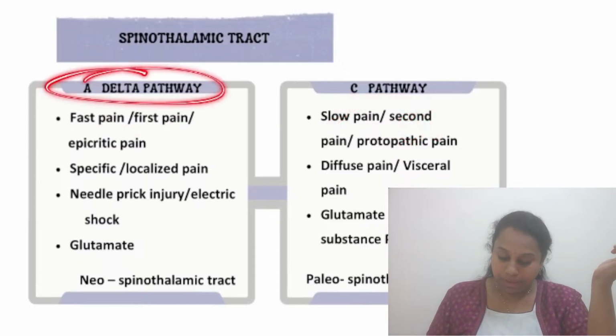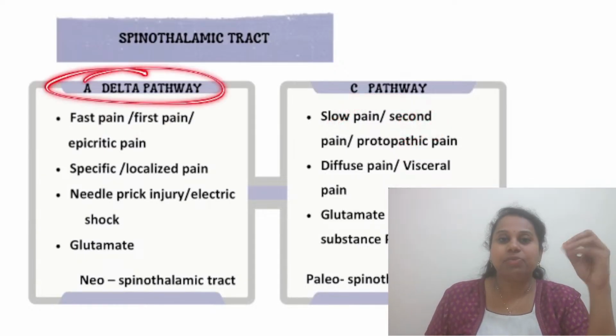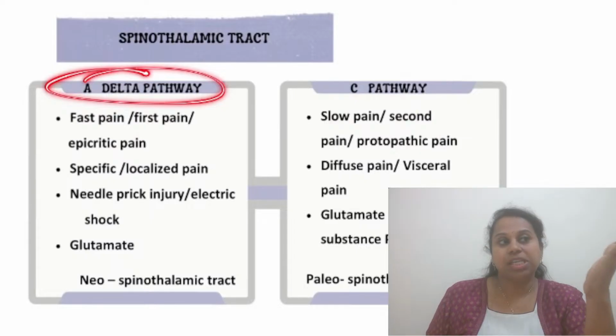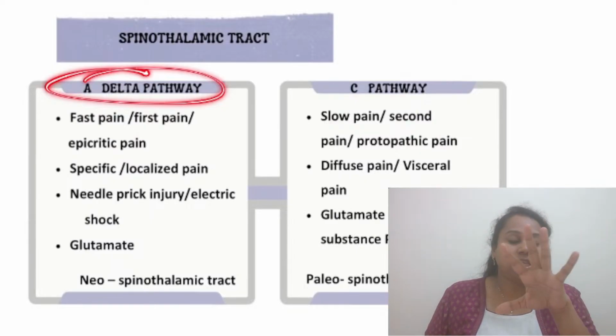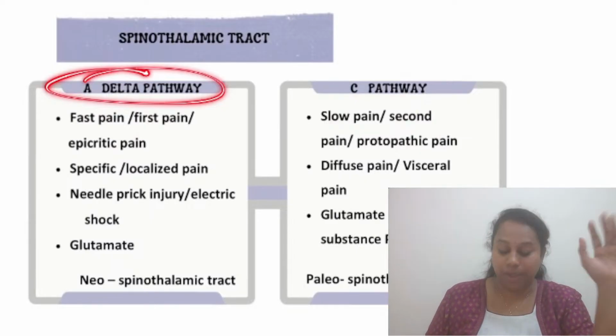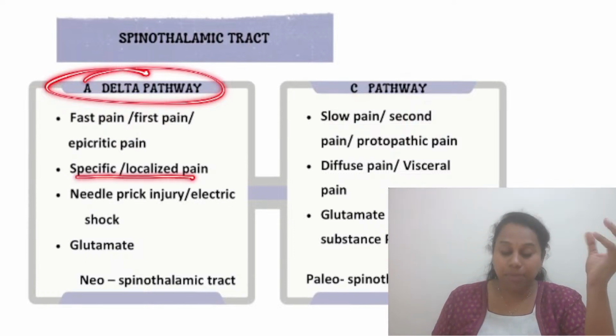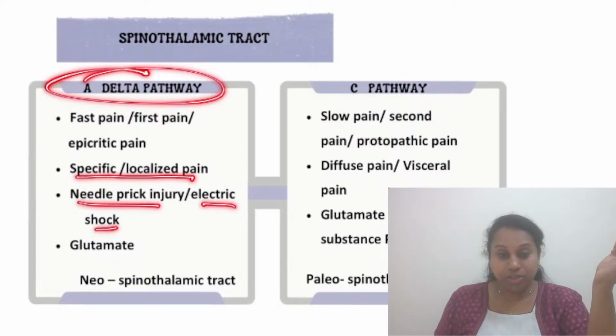Now A delta pathway, the pathway itself is a very specific pathway. It will not give any diffuse branches. The pathway is very localized and specific. It starts in a place and it ends in a place. It does not give any diffuse branches inside. That's why the pain is also specific and localized. Example, needle prick injury, electric shock injury.